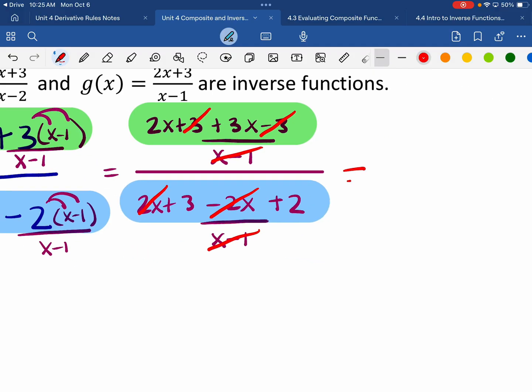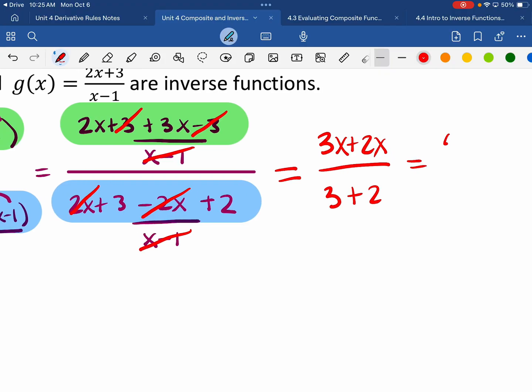All right, so on top, what are we left with? 3x plus 2x. And on bottom, what are we left with? 2 plus 3. And so when you combine like terms, you get 3x plus 2x over 5. Oh, 5x over 5, and then the 5's cancel. You don't have to write this step if you don't want to. You can go straight to 5x over 5 and then cancel, and it equals x.